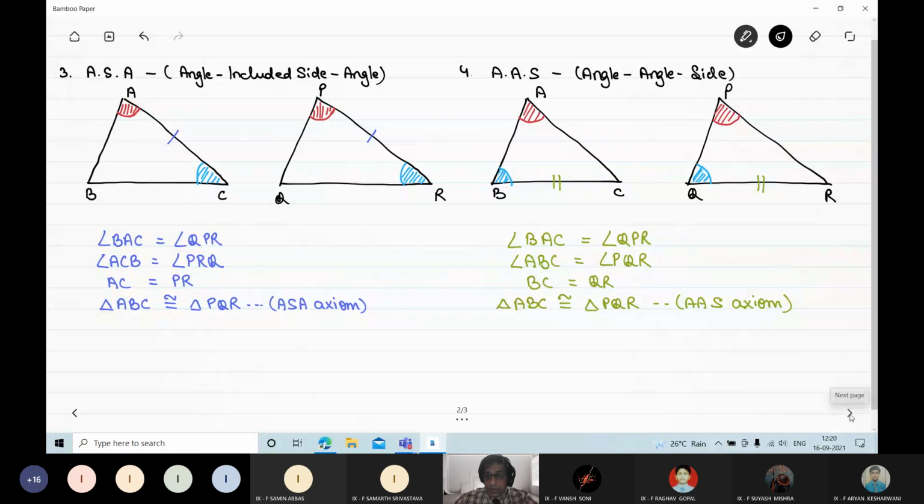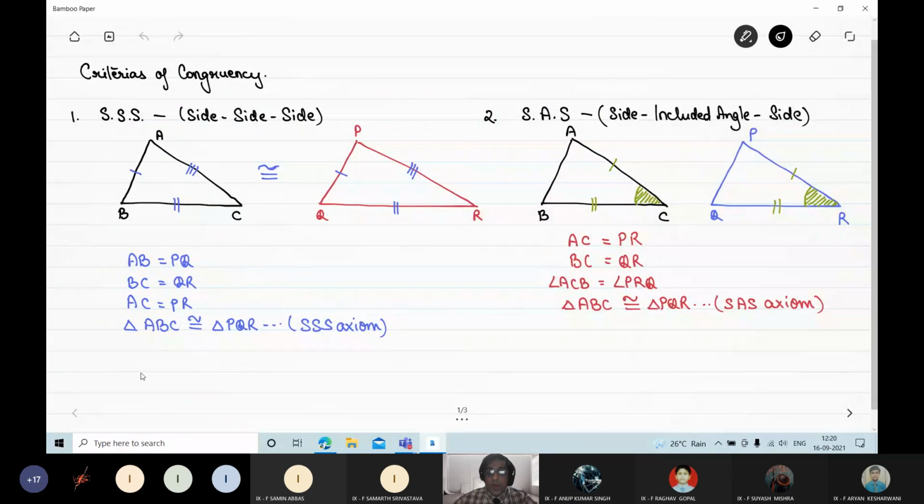Yes, sir, please explain second number. Yes. Second number means SAS. SAS means two sides are equal, two corresponding sides are equal, and the angle between that side is also equal. जैसे इस केस में AC was equal to PR, BC was equal to QR. तो इनके बीच में कौन सा एंगल बन रहा था? एंगल C. यहाँ पे बन रहा था एंगल R. So if these two angles are equal, then the triangles are congruent by SAS axiom. Anup, is it clear? Yes, sir.